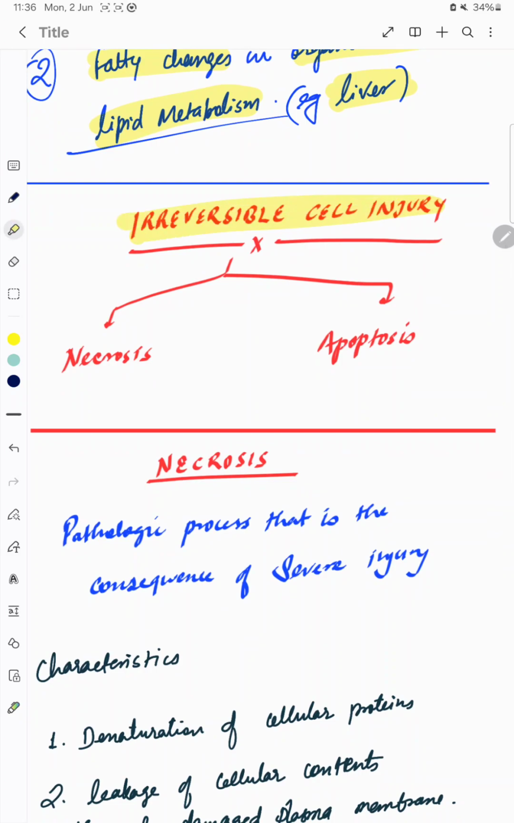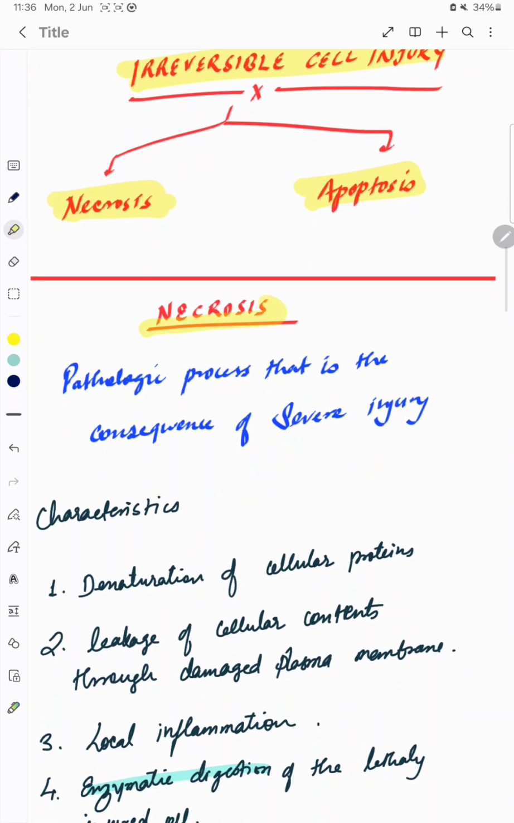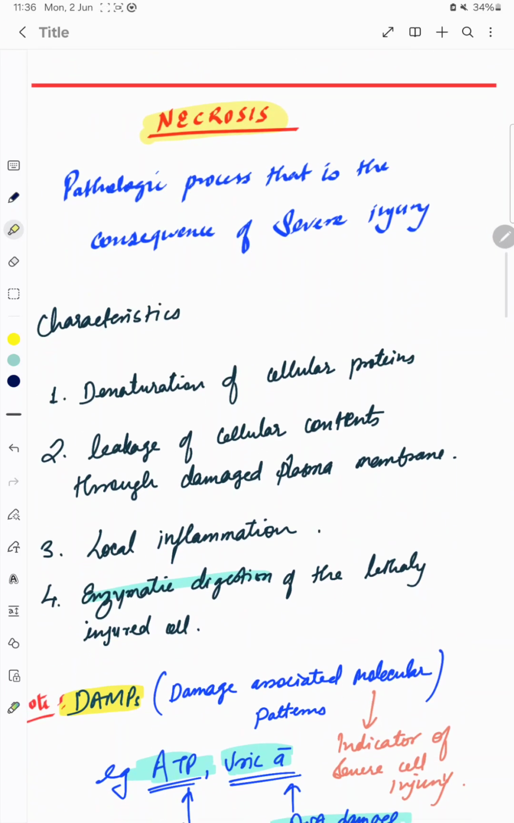Now we will see irreversible cell injury. When the injurious stimulus is of prolonged period or severe intensity, this results in irreversible cell injury, which can be of two types, mainly necrosis and apoptosis. So first we will see necrosis. Necrosis is an essentially pathologic process that is the consequence of severe injury.